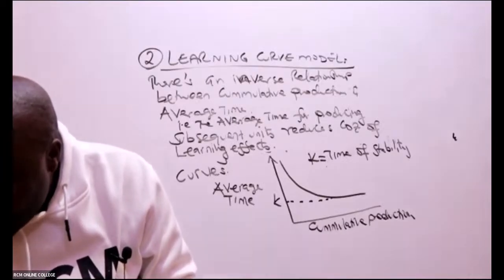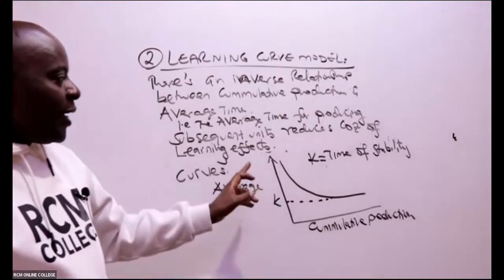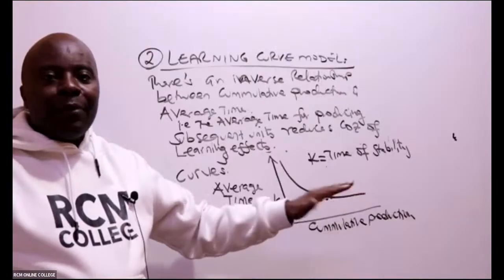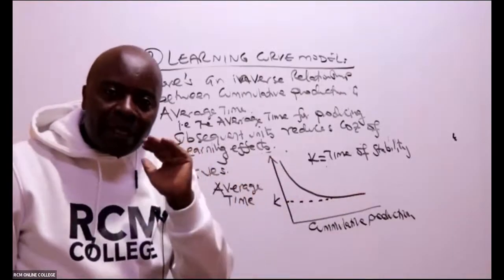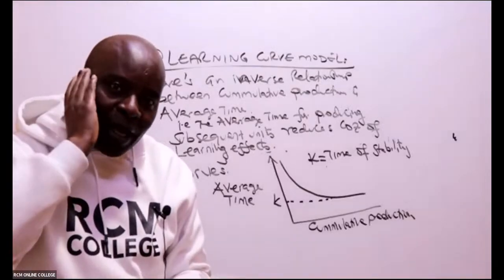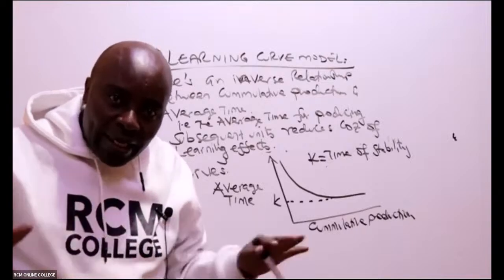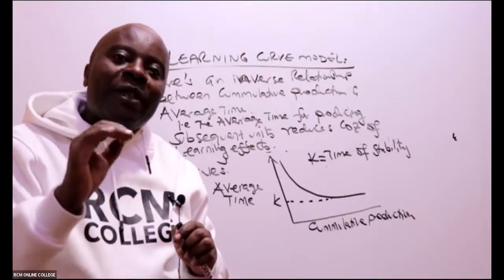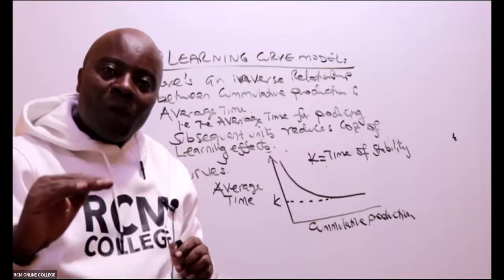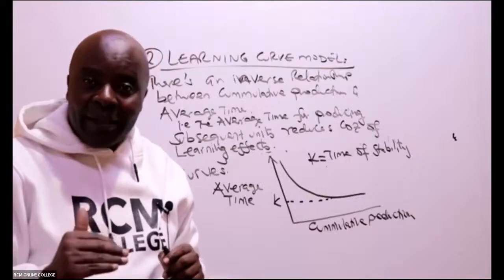After some time, ladies and gentlemen, we shall stabilize. So K is the time of what here? Stability. The time of stability. So it means that after you have stabilized, assuming you have stabilized on chair number 5, and chair number 5 took you 4 hours, and you're no longer learning, then chair number 6 will take you 4 hours. Chair number 7 will also take you 4 hours. Chair number 8, 4 hours, because now you're no longer learning.